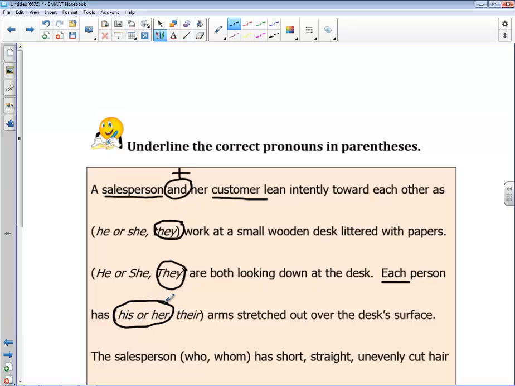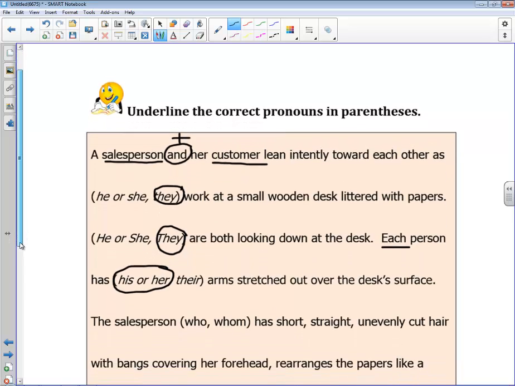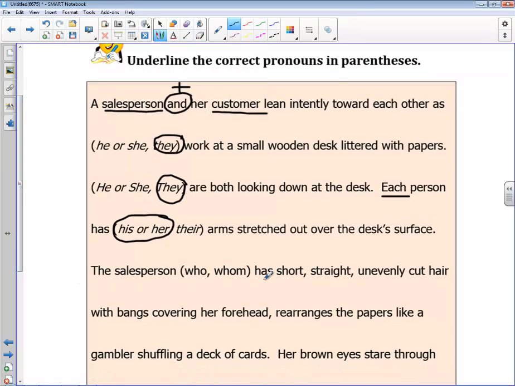We don't know if that salesperson and customer are male or female, so we say his or her. The salesperson who has short, straight, unevenly cut hair. Here's the verb. We need a subject of the who clause. The answer is who. The salesperson who has short, straight, unevenly cut hair with bangs covering her forehead. This should be a comma here. Rearranges the papers like a gambler shuffling a deck of cards.